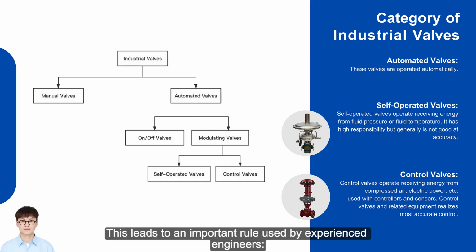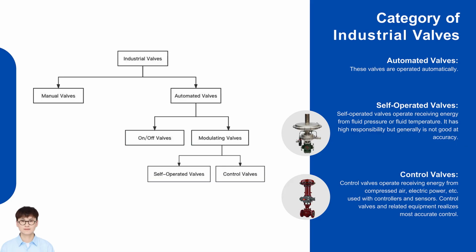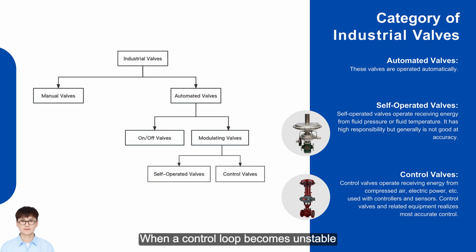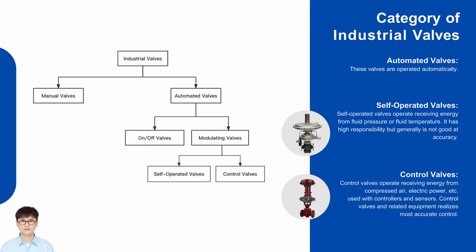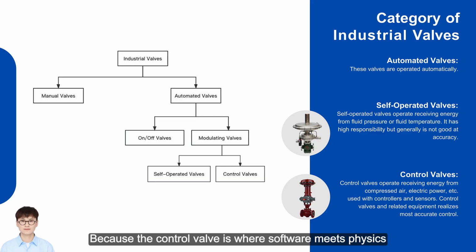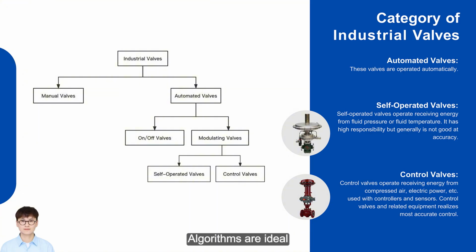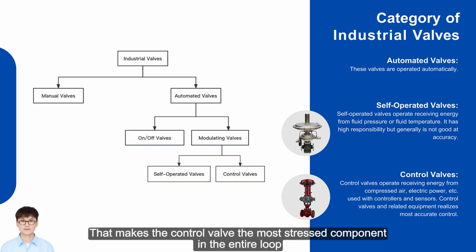This leads to an important rule used by experienced engineers. When a control loop becomes unstable, do not adjust the PID first. Check the control valve first. Why? Because the control valve is where software meets physics. Algorithms are ideal. Fluids are not. The valve must deal with friction, fluid forces, erosion, corrosion, pressure changes, and mechanical wear continuously for years. That makes the control valve the most stressed component in the entire loop.